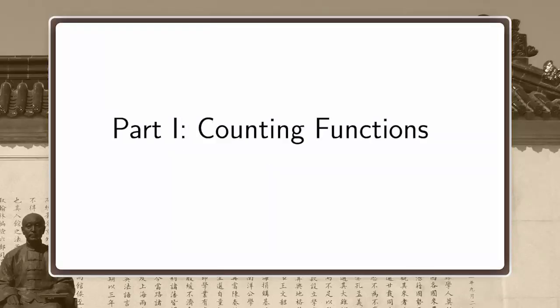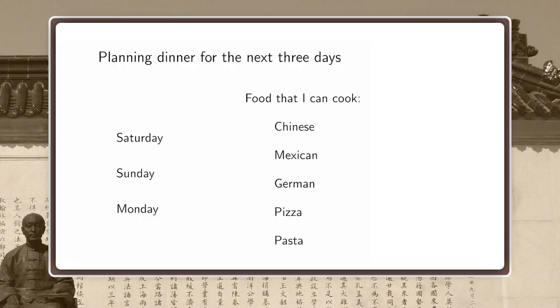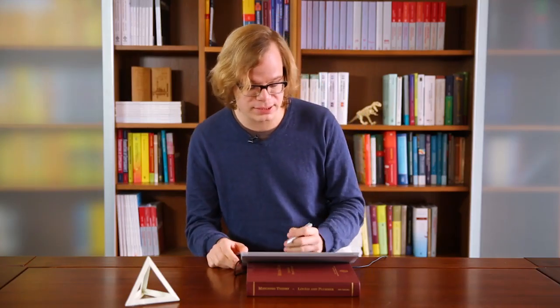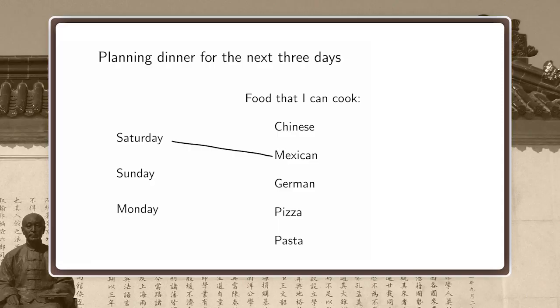So as a motivating example, suppose I have to plan which dinner to cook for the next 3 days, Saturday, Sunday, and Monday. And let's suppose my cooking abilities are a little bit limited, and these are the 5 dishes I can cook. I can cook Chinese food, Mexican food, German food, pizza, and pasta. So for example, something I could do is I could say, well, on Saturday I cook Mexican food, on Sunday I could cook German food, and on Monday I make a pizza. Okay, that's a perfectly fine thing.